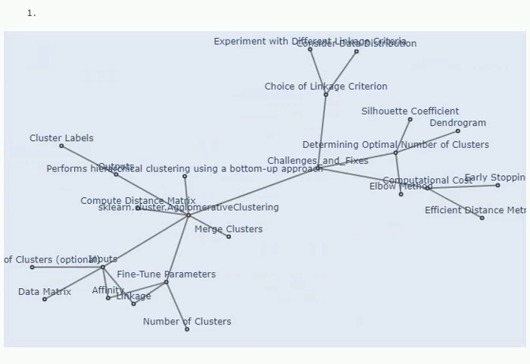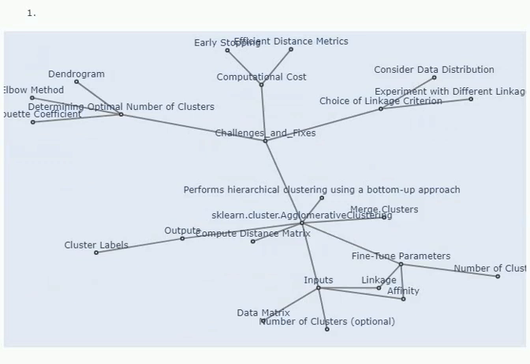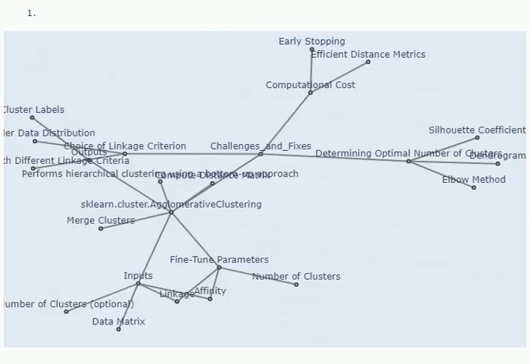Inputs: data matrix, a feature matrix of shape n_samples by n_features representing the data points to be clustered. Number of clusters: n_clusters, the desired number of clusters to produce. If not specified, the number of clusters is determined automatically.